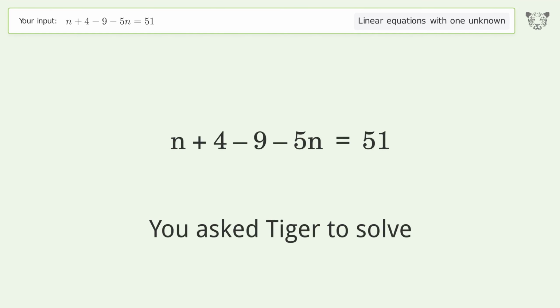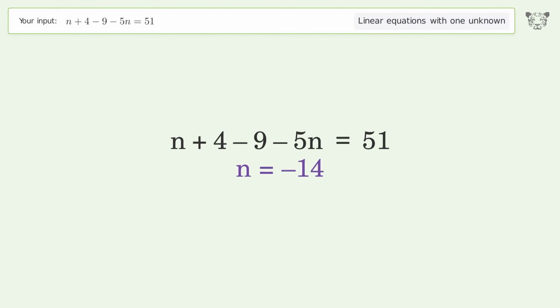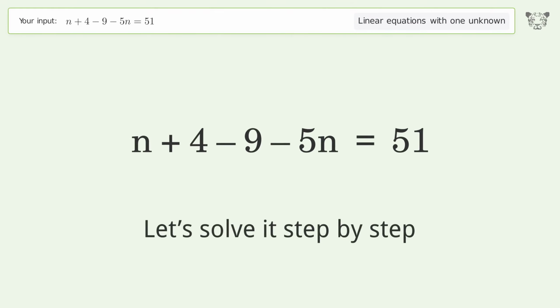You asked Tiger to solve this. It deals with linear equations with one unknown. The final result is n equals -14. Let's solve it step by step.